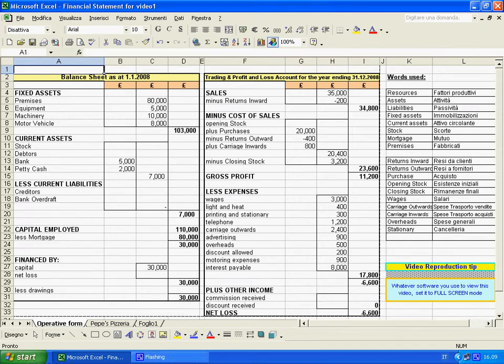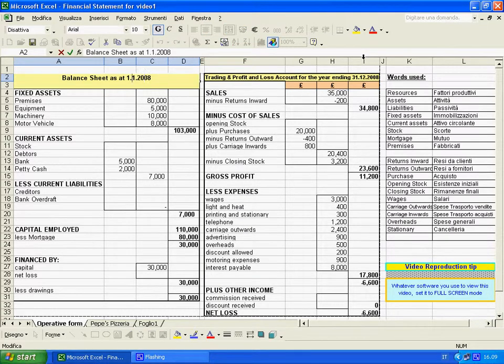We have to conclude our explanation considering again the prospect, the balance sheet we have on the left part of the screen. First of all, we have to change the date at the top of the prospect. We are not at the beginning of the year, but at the 31st of December.